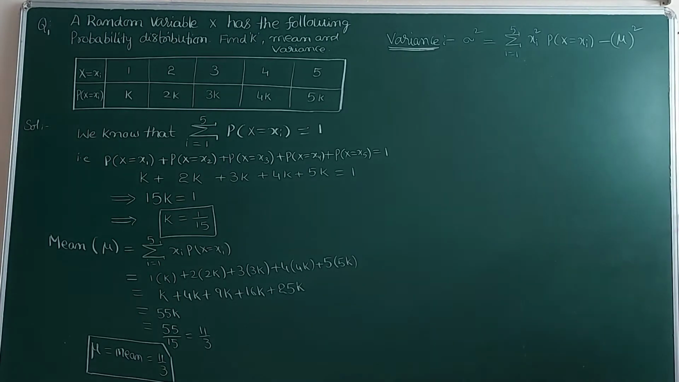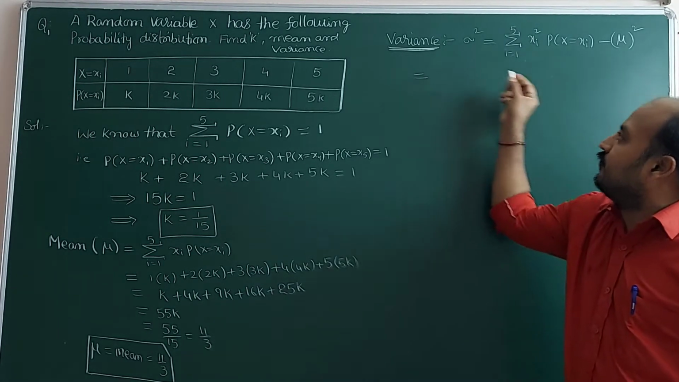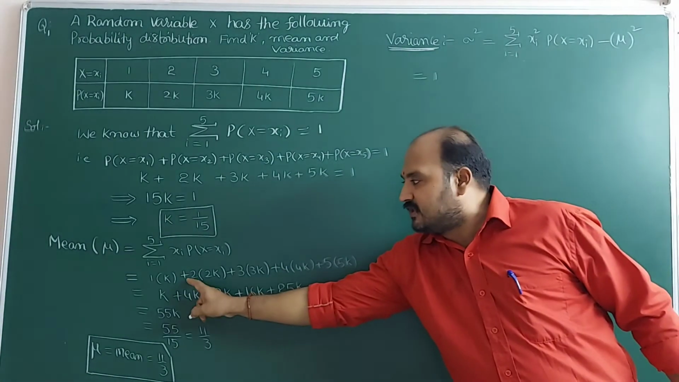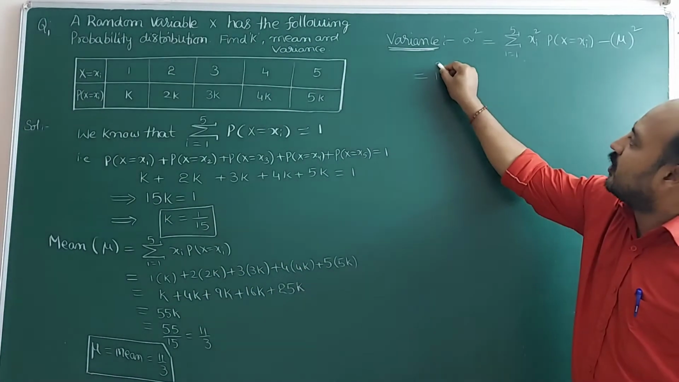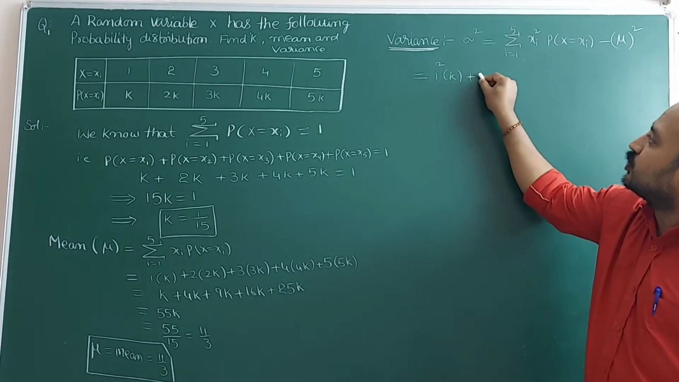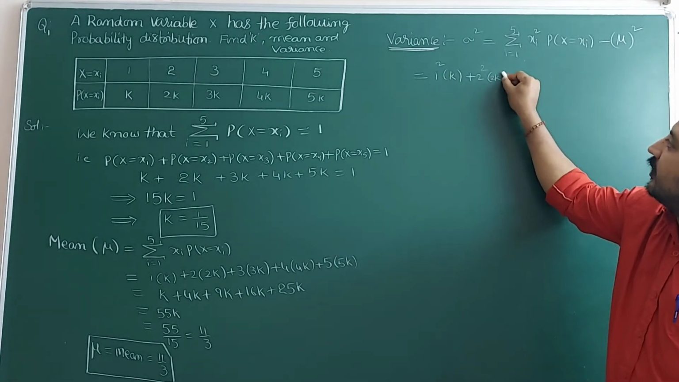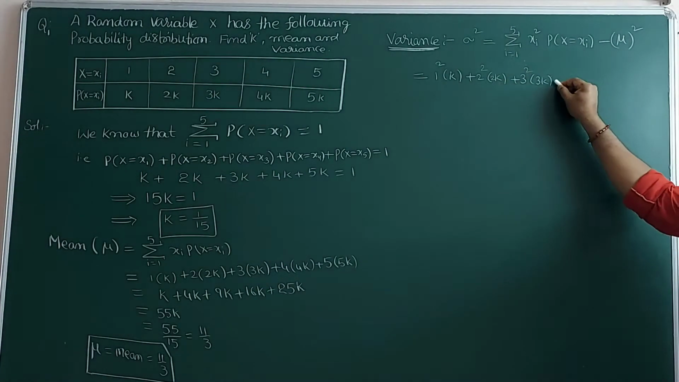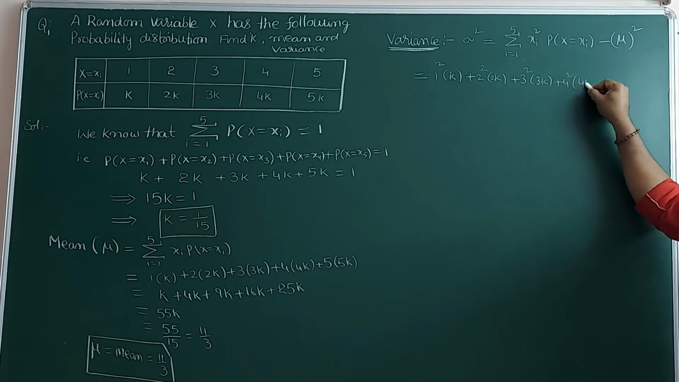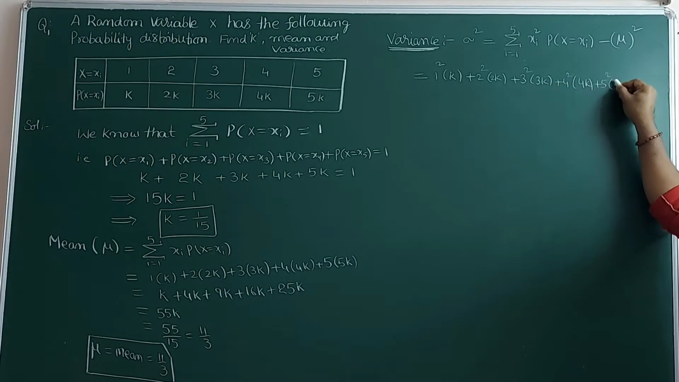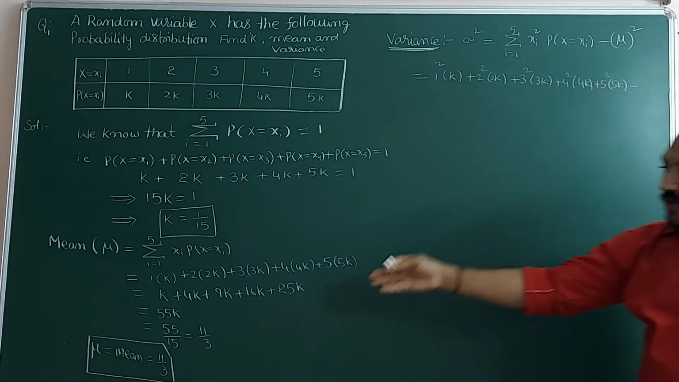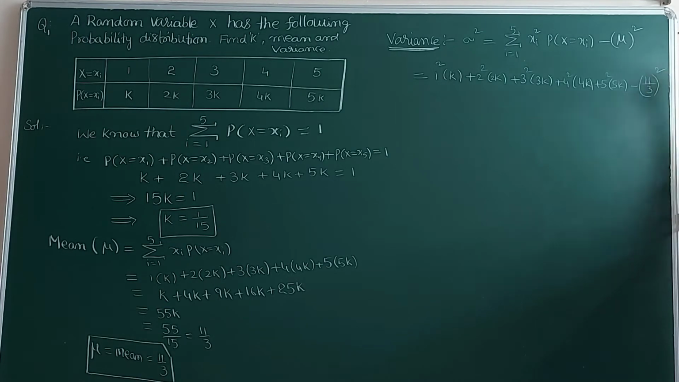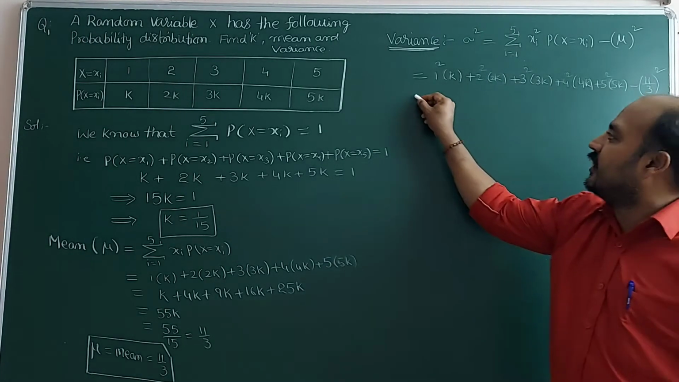Probability distribution for this. So which is equal to xi square. So 1 square. Whatever we wrote here, for these squares we need to write. So 1 square into k plus 2 square into 2k plus 3 square into 3k plus 4 square into 4k plus 5 square into 5k minus mu value we got here, 11 by 3, 11 by 3 whole square. In the next step we need to simplify.